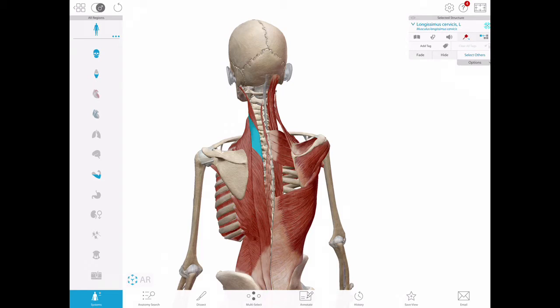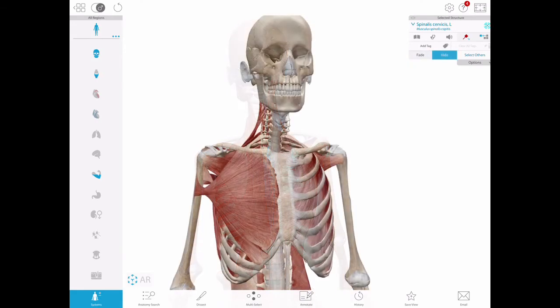Now here is the longissimus muscle group. This also laterally bends to the same side when contracting unilaterally and produces extension when contracting bilaterally. Now we have the spinalis muscle group, which is most medial, and they are the prime movers in trunk extension.